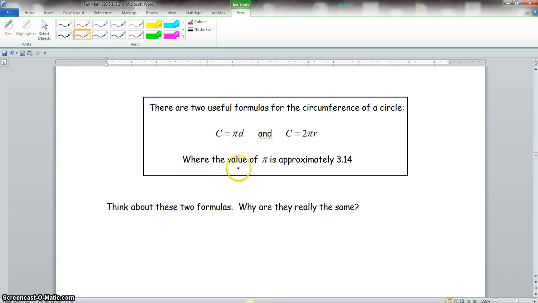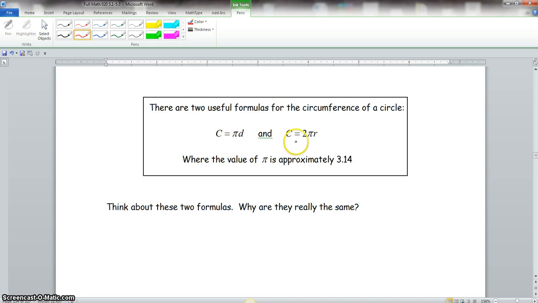Now it tells us here that the value of pi is approximately 3.14. Pi is a number that goes on forever and does not repeat, so we use the approximation 3.14. So 3.14 is not an exact number for pi. Now it says here, think about these two formulas. Why are they really the same?